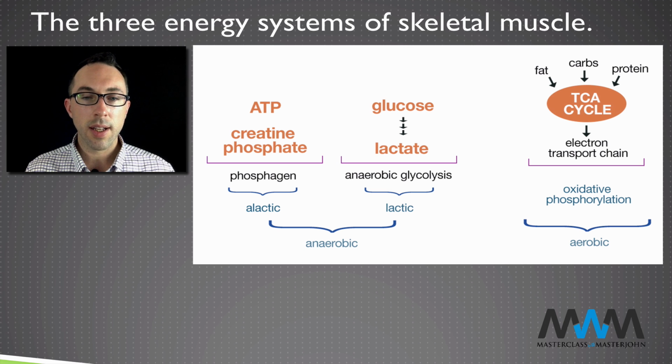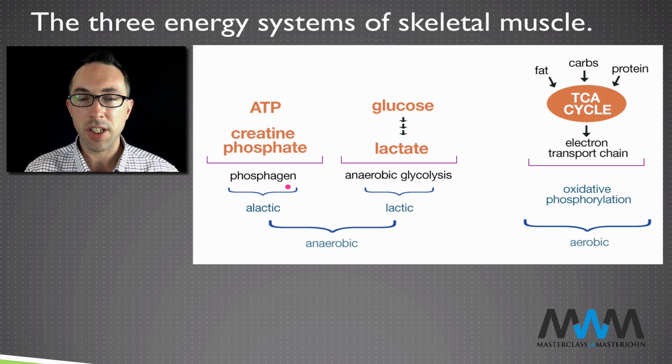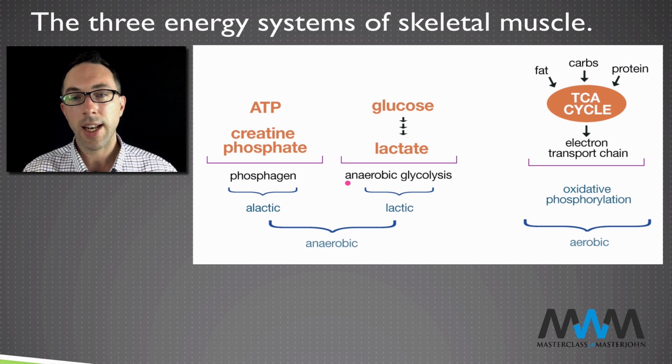Some sources will divide the anaerobic component into a lactic subcomponent and an alactic subcomponent. The lactic component of the anaerobic supply refers to anaerobic glycolysis, and the alactic component of the anaerobic supply refers to the phosphagen system. Those simply refer to the fact that we don't make lactate in the phosphagen system, and we do in anaerobic glycolysis.